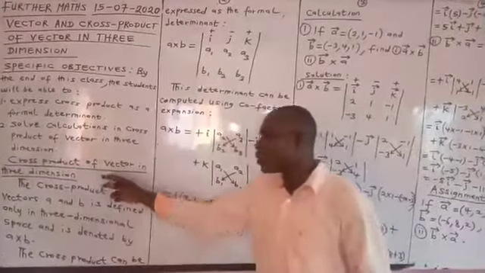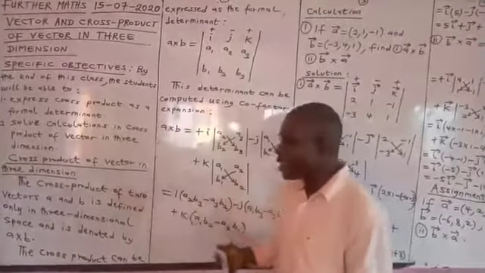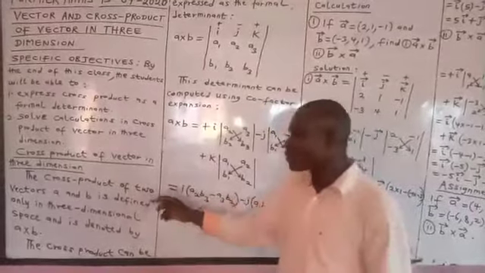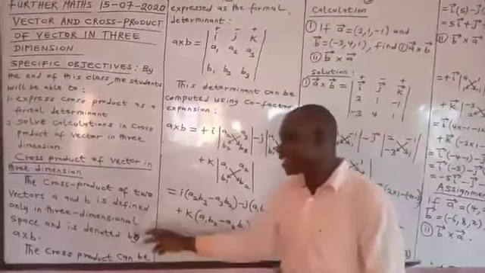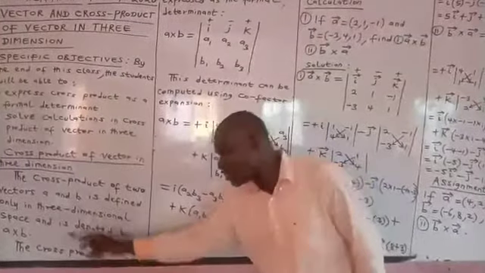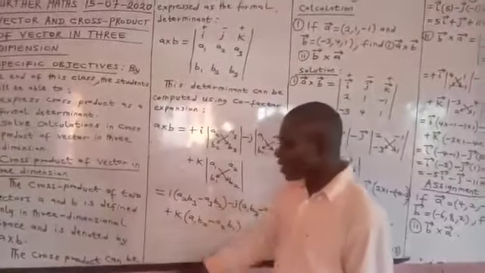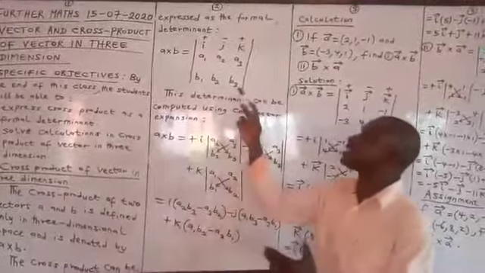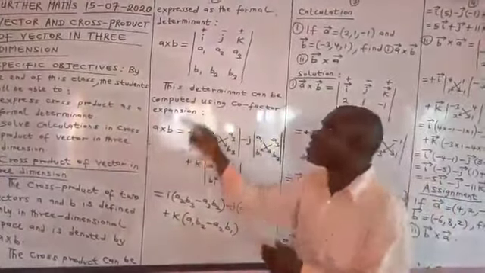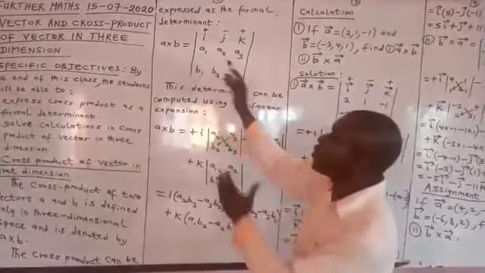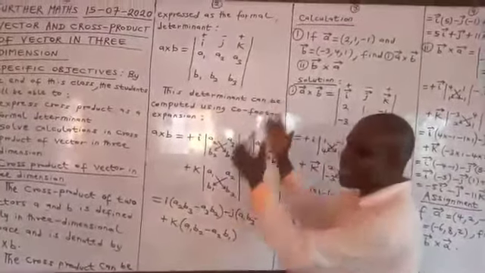So we'll go over cross product of vector in 3 dimensions. The cross product of 2 vectors A and B is defined only in 3-dimensional space and is denoted by A times B. The cross product can be expressed as the formal determinant. Please pay attention here, because if we have A times B, we express it as a formal determinant.